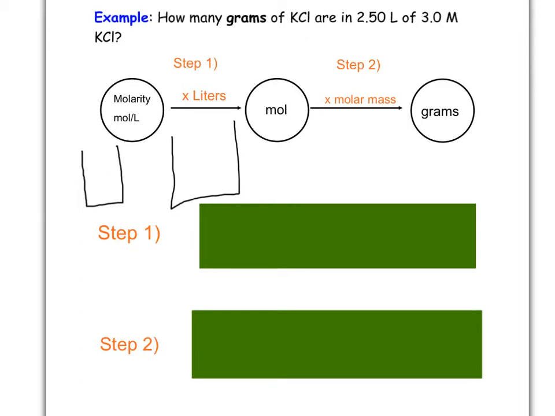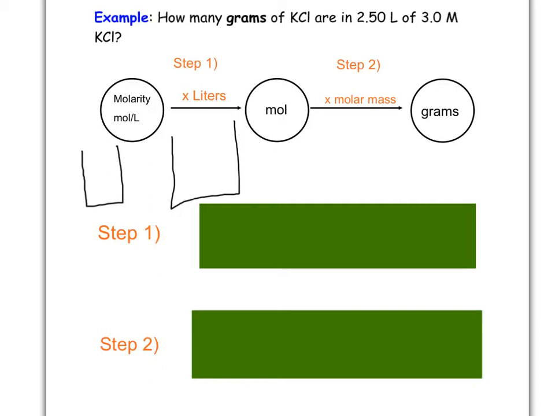So this question is asking us how many grams of potassium chloride are in 2.50 liters of a 3 molar concentration KCl. So in this problem, it's really asking us, well, let's pretend we wanted to make 2.5 liters and we want a 3 molar concentration of potassium chloride. So what we need to do is, how many grams would I need to dissolve? How many grams of potassium chloride would have to go into that 2.5 liters?